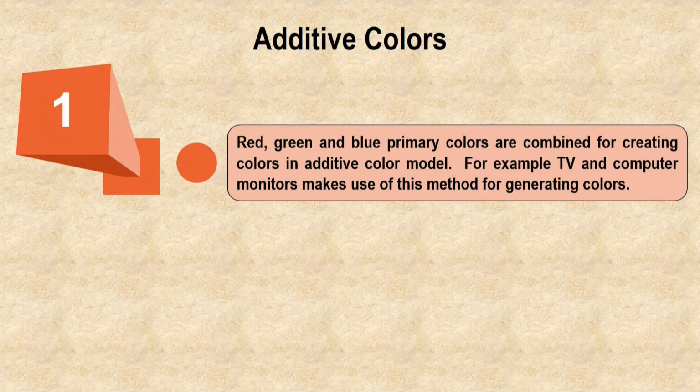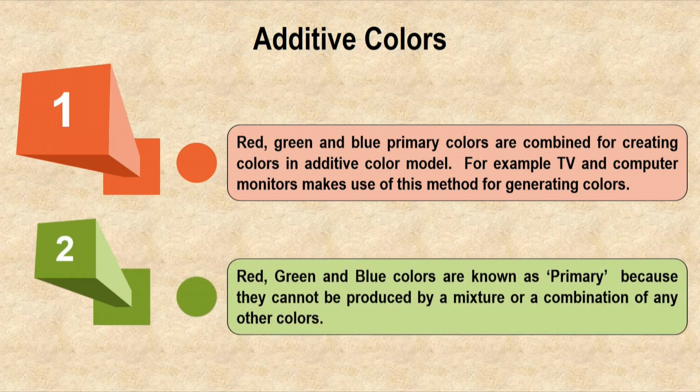Red, green and blue primary colors are combined for creating colors in the additive color model. TVs and computer monitors make use of this kind of method for producing colors. Similarly, red, green and blue are also known as primary colors because they cannot be produced by a mixture or combination of any other color.